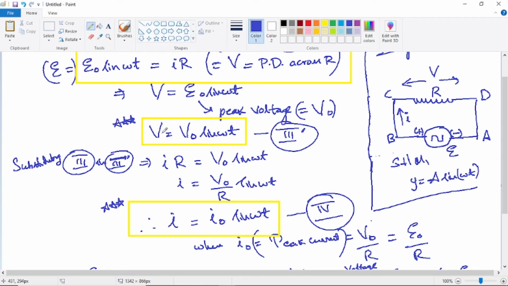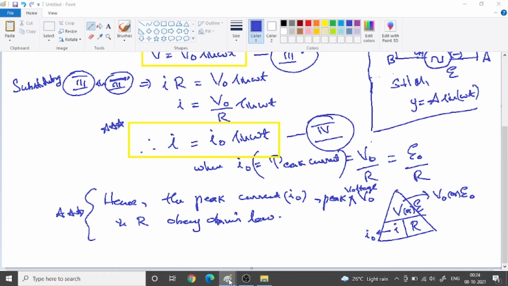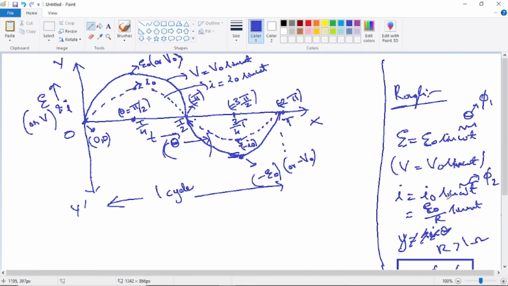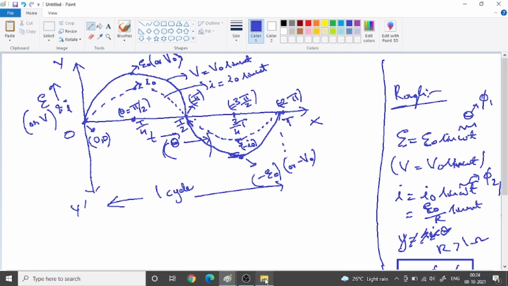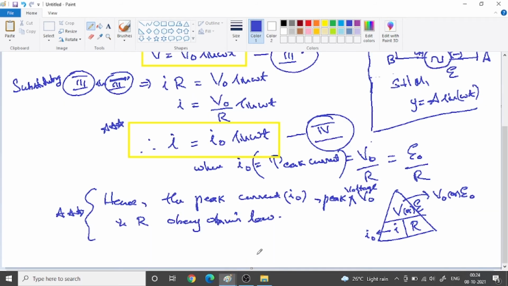So what is here? V is the potential difference, or voltage. Potential difference is also called what? Voltage across R. Each and every word is very important here. So next, this one. What is the explanation for this? Nothing but a graph is drawn. Actually there's no place here.